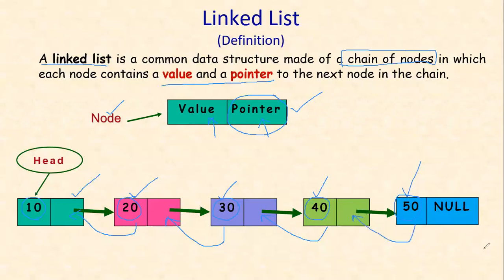Now, the end node, that is the last node, always consists of the address as null because there are no further nodes. And the first node is always called the head, because we always start traversing through this link from the head. We start from the head and travel to the next node because we have the address of the next node. From here, the next node consists of the address of the next node.